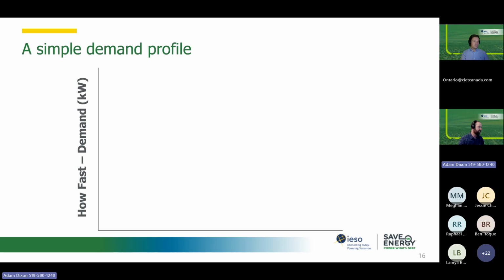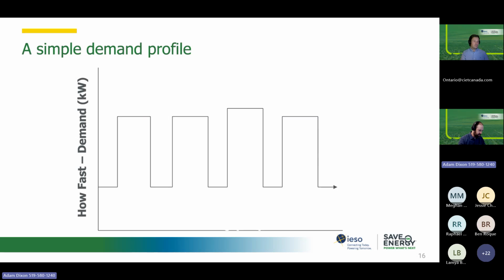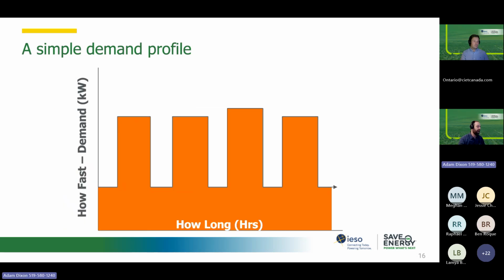We have how fast on the y-axis, so your demand. Then we have our profile here, and the time along the bottom. It's white there, so it's not showing up, but that's how long, for your hours. And this is your daily cycling of what's going on in your building. So how long times how fast gives you the orange part, which is the area under the curve, which would be your kilowatt hours. So the orange section, the area under the curve, is how many kilowatt hours.